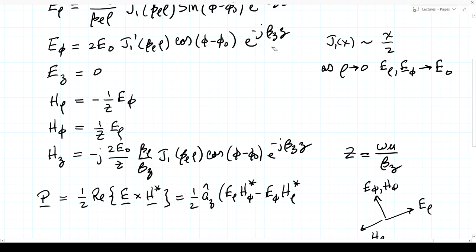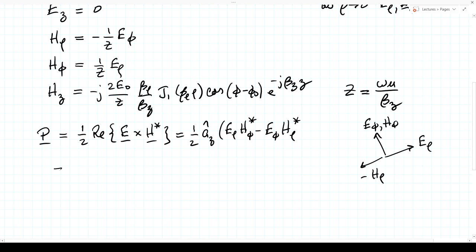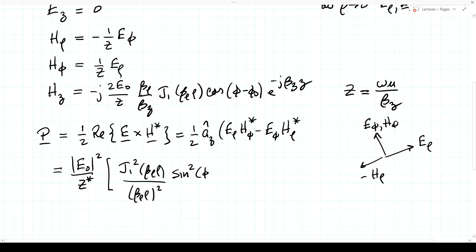That means when you take this product, you get e to the minus j beta z z times e to the plus j beta z z, and those cancel out. What you end up with is magnitude V0 squared, allowing V0 to possibly be complex, over, since the H's have Z in their expressions and they're conjugated, Z conjugate. And from these factors you get J1 squared of beta rho rho over beta rho rho squared, times sine squared of phi minus phi0, plus J1 prime squared of beta rho rho times cosine squared of phi minus phi0. And that is your Poynting vector.